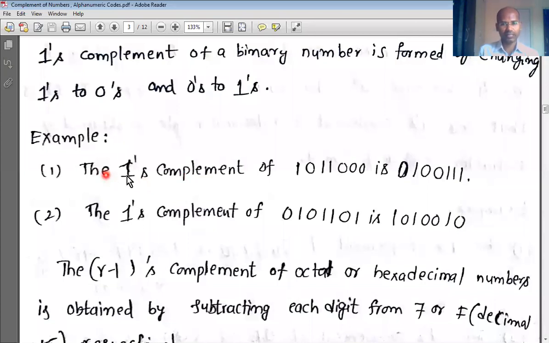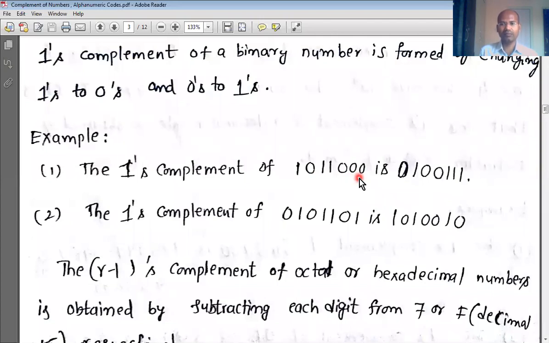The question is: find out the 1's complement of 1, 0, 1, 1, 0, 0, 0. This is the binary number given, and we have to find its 1's complement. Now how to do it? The same way we have done it in the decimal system, exactly in the same way here also we do it. We have to subtract this number from a number which has an equal number of digits and all the digits are ones.